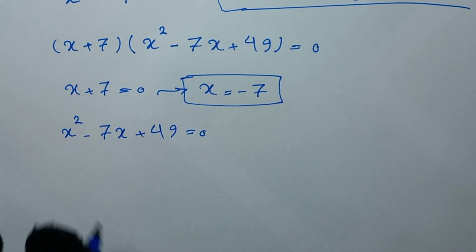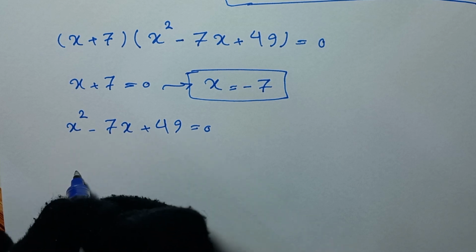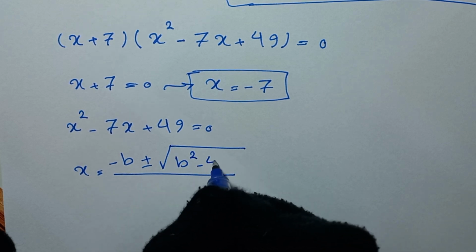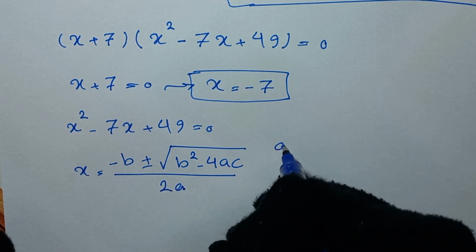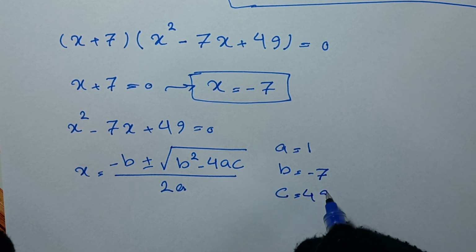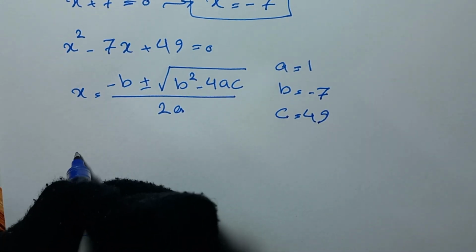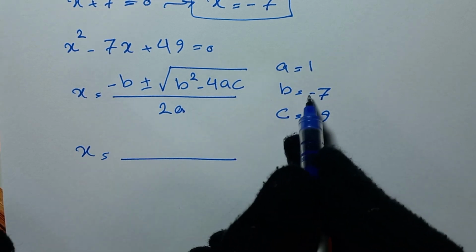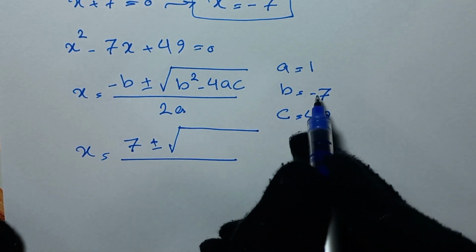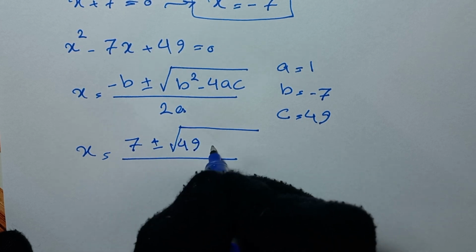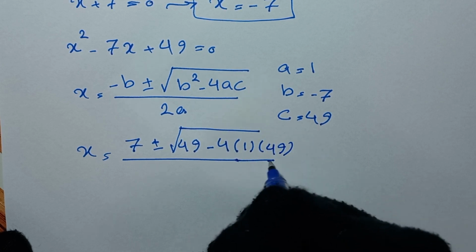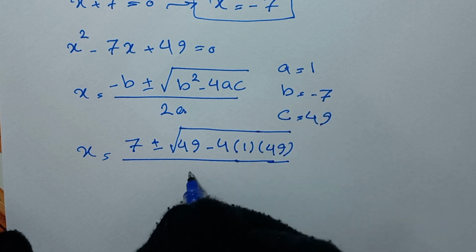And from here, we have a quadratic equation, and we use the quadratic formula, which is x is equal to negative b plus or minus square root of b square minus 4ac over 2a, where a is 1 and b is negative 7 and c, the constant, is 49. So it will be x is equal to negative b. Negative 7 is positive 7, so 7 plus or minus square root of b square, negative 7 square, which will be 49, and minus 4ac. 4 times a, which is 1, and c, which is 49, right? Over 2a, 2 times 1 is 2.